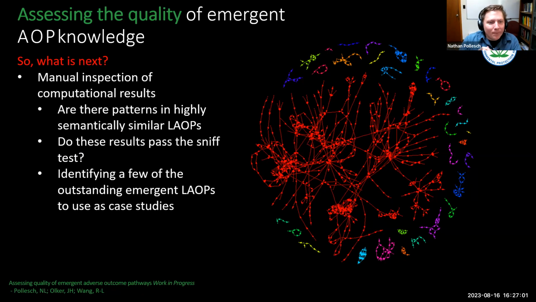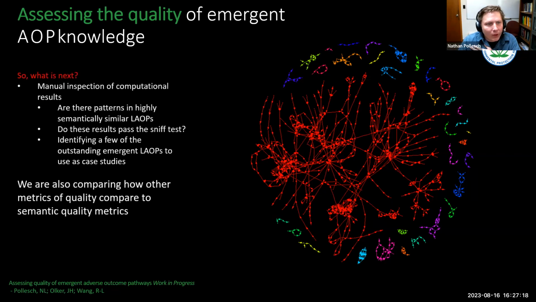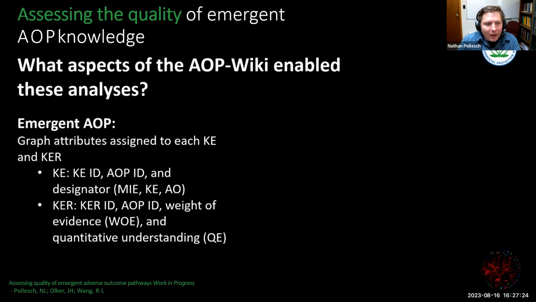Then we'll see whether there are patterns in highly semantically similar linear AOPs, whether they be emergent or not. And again, we'll identify some of these outstanding, highly scored emergent and regular linear AOPs to look at as a case study. I just gave you a preview of how these metrics compare to other quality metrics.